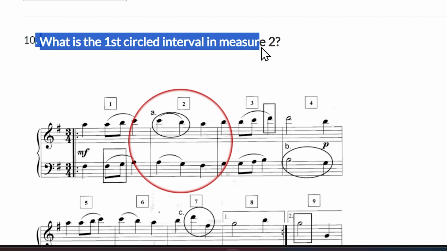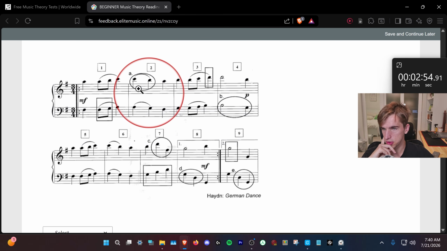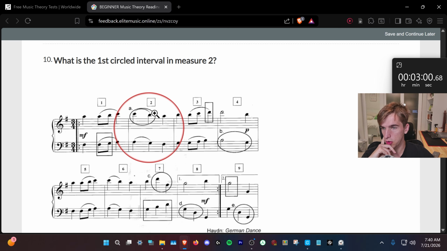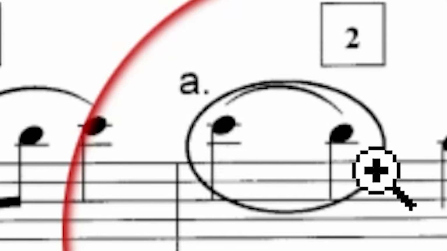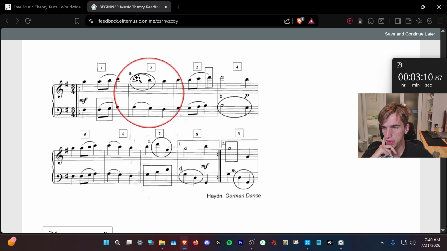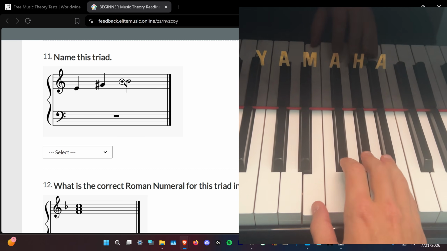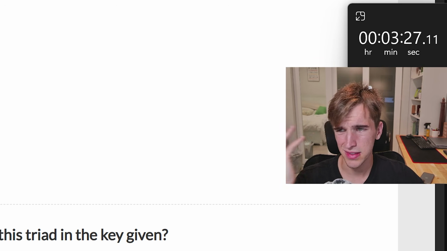What is the first circled interval in measure 2? What? Like, you mean how much goes down? Oh, this thing. I mean, it goes from a C to a B. That's just a second, right? I'm hoping they mean from this one to this one. It's just a second. Like, come on. Name this triad. That's E, G sharp, and B. That's E major. This is easy money.